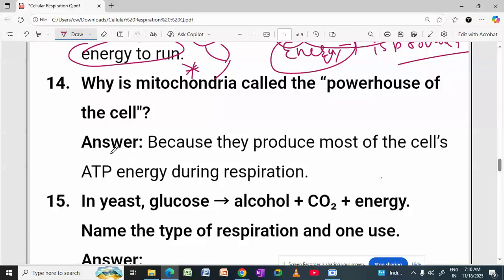So due to this reason, mitochondria is called the powerhouse of the cell, because mitochondria is a cell organelle that produces most of the cell's energy during the process of respiration.